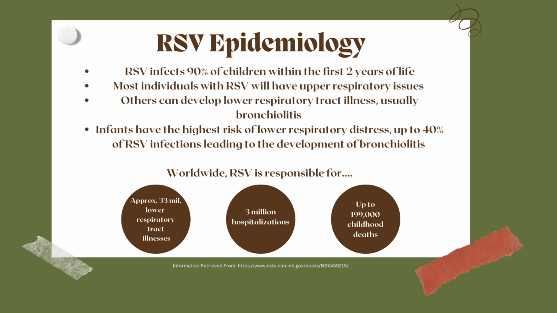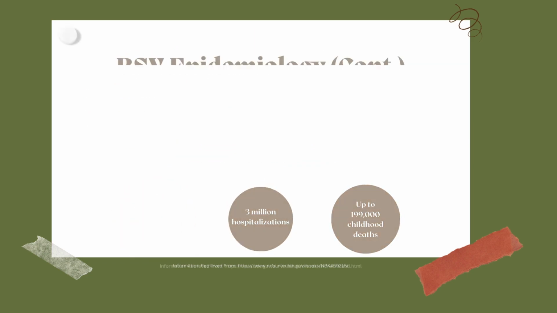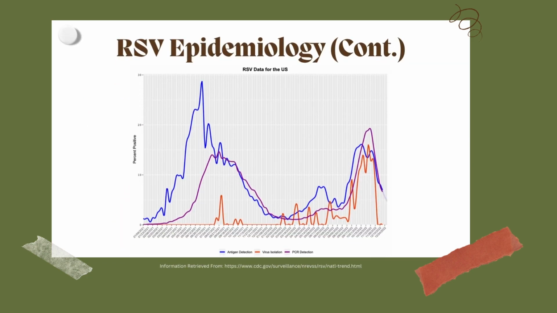Throughout the world, RSV is responsible for approximately 33 million lower respiratory tract illnesses, and it also averages 3 million hospitalizations and up to 199,000 childhood deaths, which is just so sad and devastating. So let's visualize all of this information.